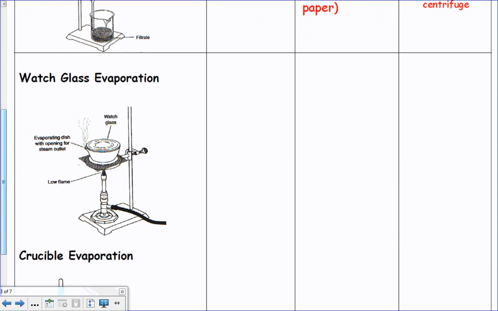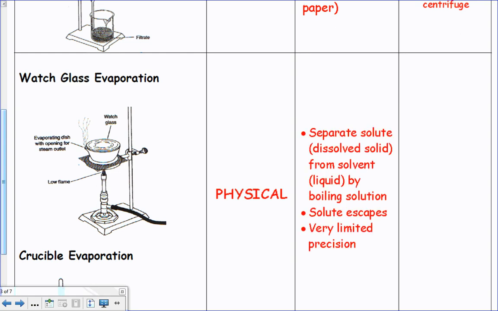Watch glass evaporation. So this is a Bunsen burner underneath, and in the crucible we have liquid inside with some stuff in the liquid. If I boil off the water, the dissolved solid will stay at the bottom as residue. The solvent, the liquid, escapes. This is used for homogeneous mixtures.